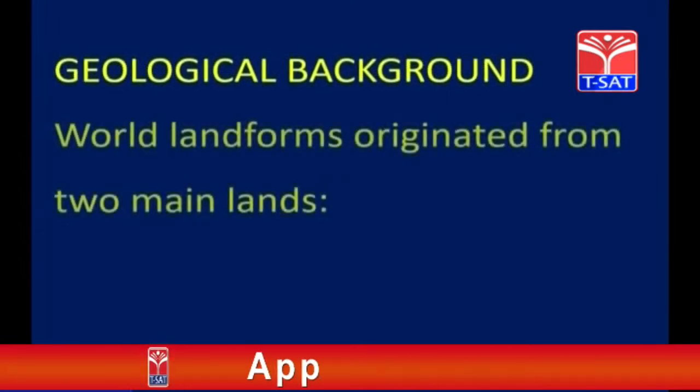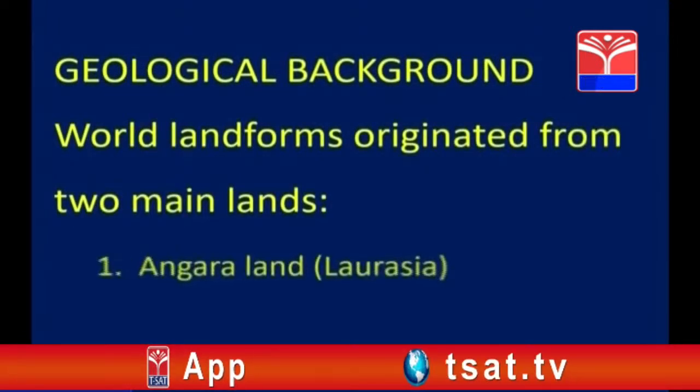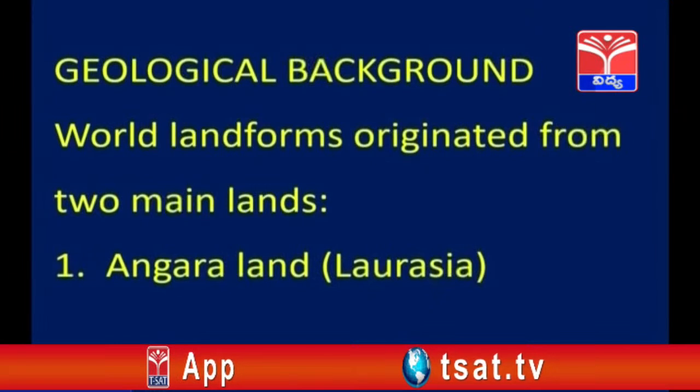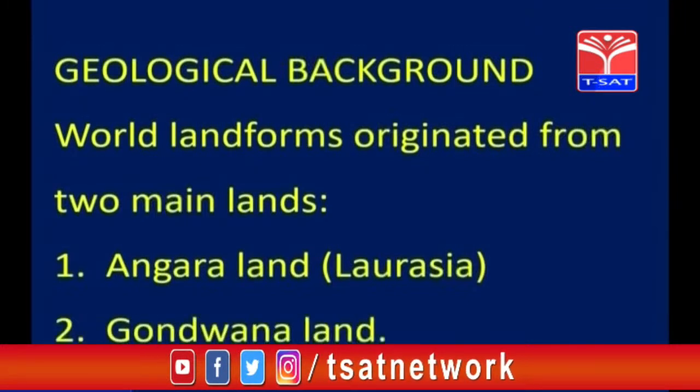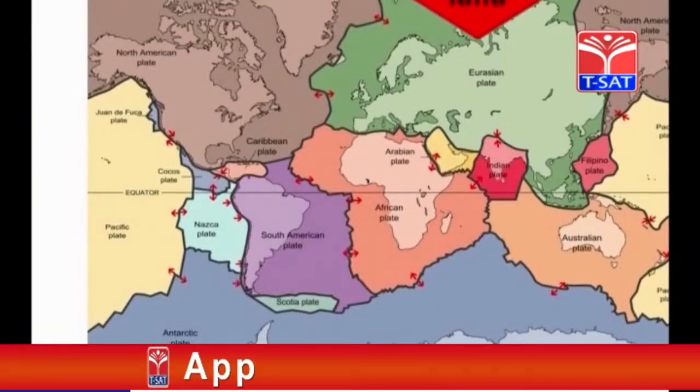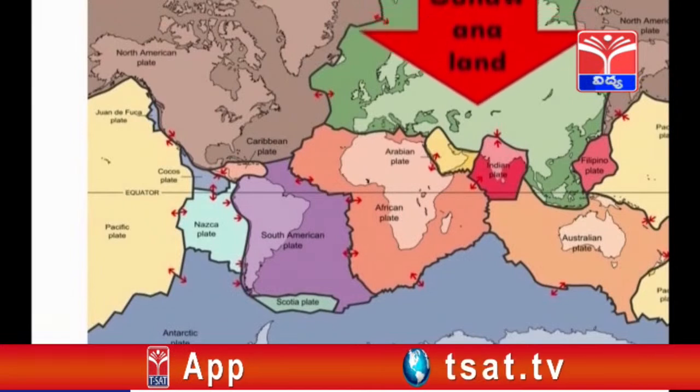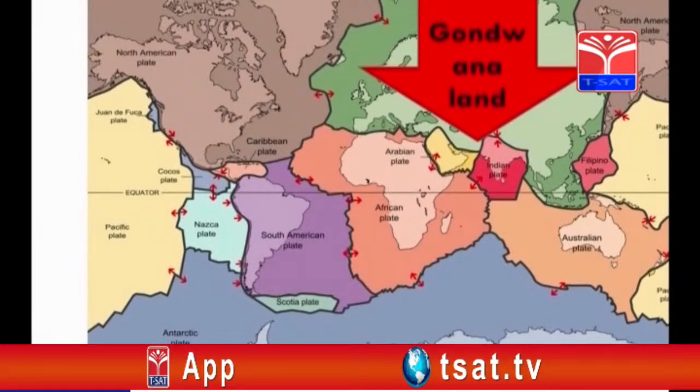Now let us see about the geological background of our country. Old landforms originated from two mainlands. The first one we call Angara land, the other name for this one is Laurasia, and the other we call Gondwana land. This is the Gondwana land part where the Indian peninsula is located.